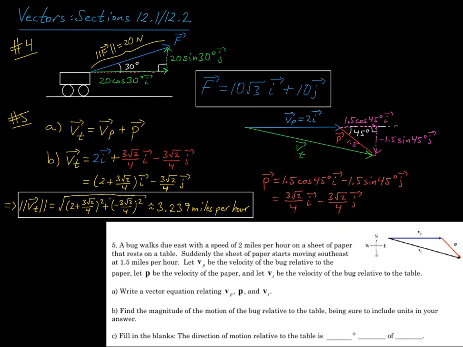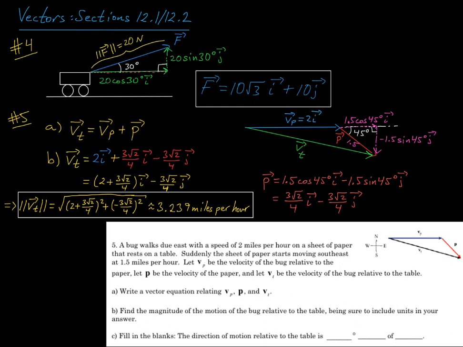So I can go ahead and find the square root of the sum of the squares of these components. And so I get this expression, which I could simplify but would be a bit of a mess. So here, I'm going to just use a calculator and do a bit of rounding. So this is about 3.239, and given that the units for the other vectors are in miles per hour, this will have units of miles per hour as well.